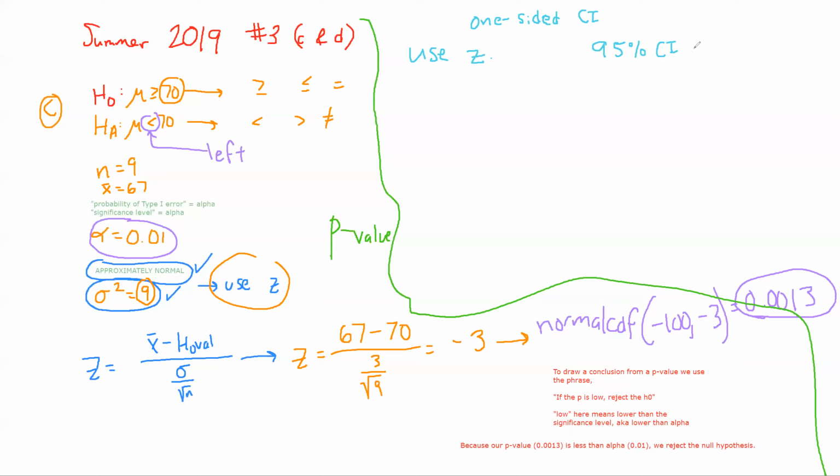Sure, 95% one-sided confidence interval. Actually, let's not do that. Let's say testing using the same level of alpha. So we'll say alpha is still 0.01. What do I want to do here? Yeah, we'll leave it as 95%.